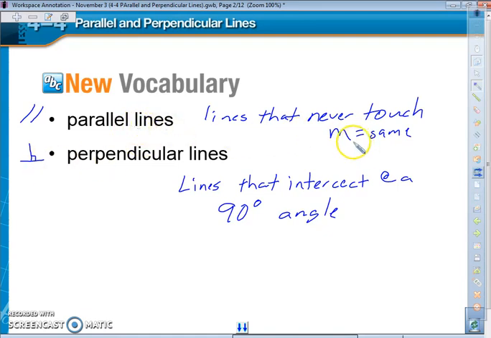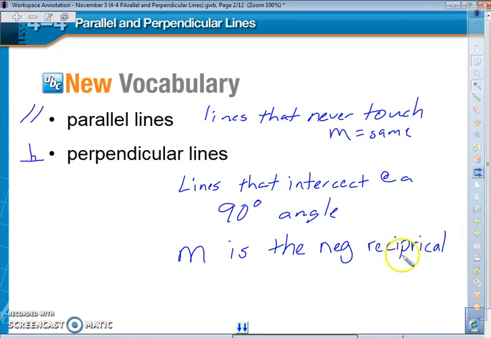So parallel lines, slope is the same. Perpendicular lines, lines that intersect at a 90-degree angle, the slope, M, is the negative reciprocal. I'm sure I'm spelling that wrong. So let's say it's parallel lines and the slope is 2. M equals 2 for both lines. For perpendicular, if one of the lines is M equals 2, then the other has to be M equals negative 1 over 2. We take it, flip it over, and add a negative sign. So even if it started negative, it's going to end up opposite, a positive. All right, moving on.